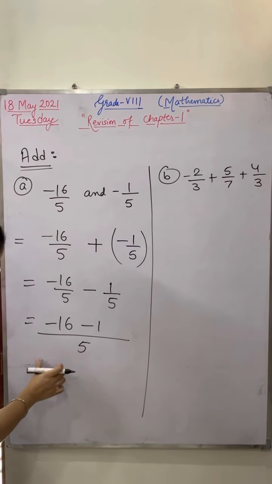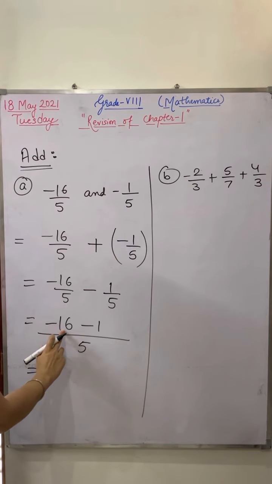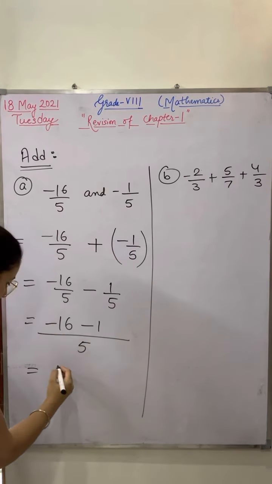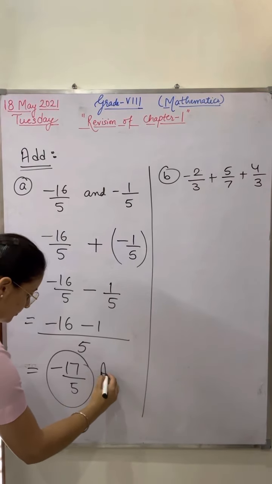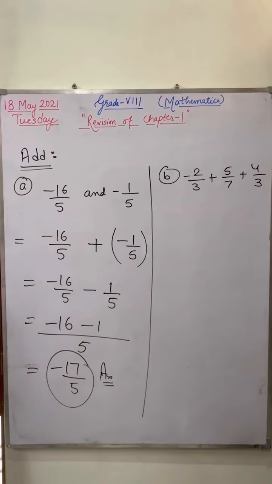Now, next step. Yes, Shraddha, next step. Ma'am, the answer will be minus 17 upon 5. Very good. Minus 16 and minus 1, you have to add and sign will be minus. And this will be the answer. Very good. Please mute yourself, Shraddha. Okay, ma'am. Now, next question.